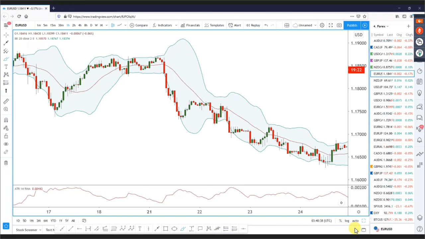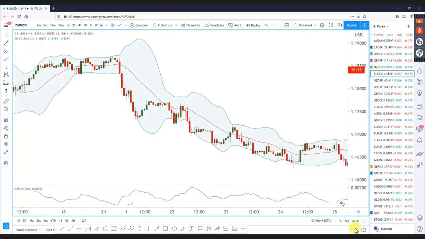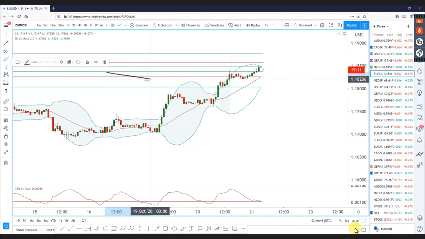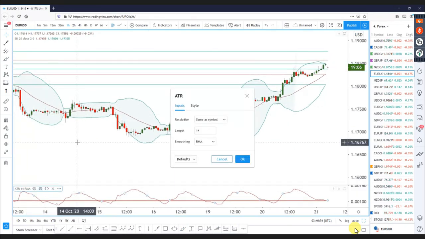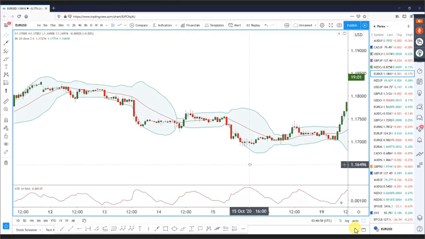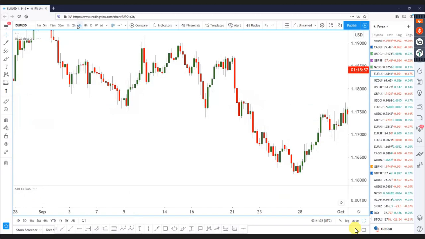Do let me know if you guys got any other pair requests. I can try to use this with my other method. So I can combine it with the use of ATR and hopefully the Bollinger Band. Okay, let me go into the 4-hour.